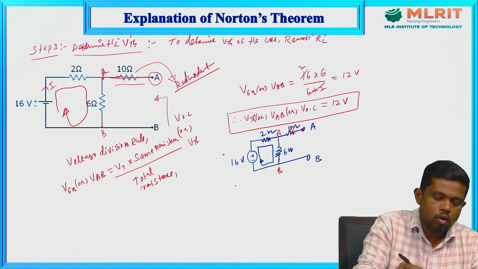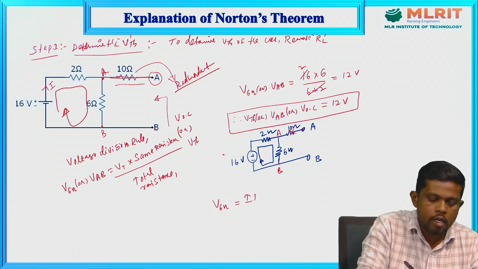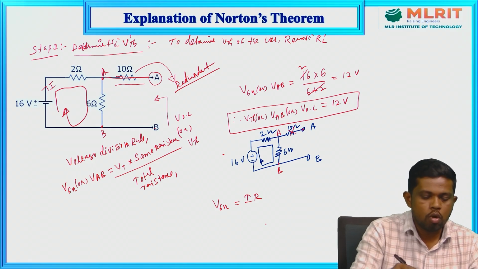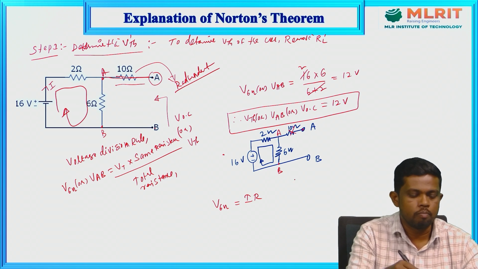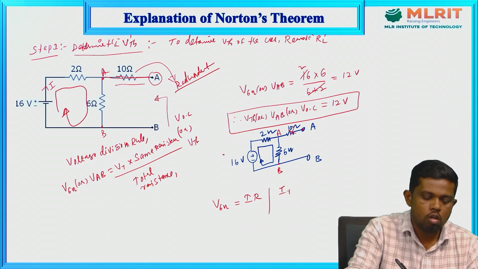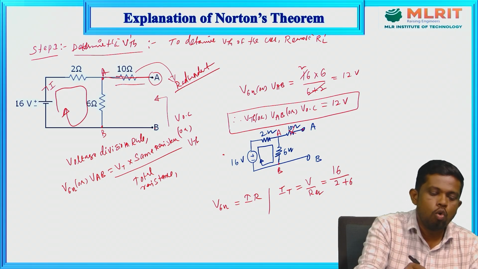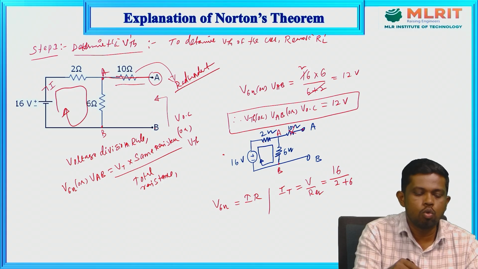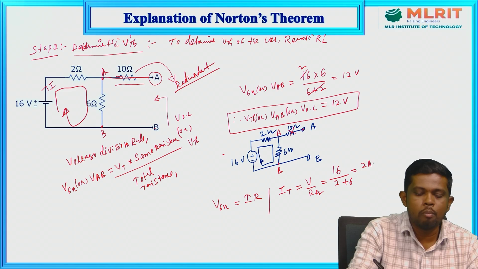How can we get the voltage across the 6 ohm resistor? V6 ohms equals, according to Ohm's law, I into R. Here R is already given, so we need to get the current through the 6 ohm resistor. Before that, first we need to find the current through the network, that is I total equals V by R equivalent. V is 16 and the equivalent is 2 plus 6, because it's a series network. Only 2 elements are present in the network, so 6 and 2 are in series. The combination is 8. So the overall current flowing in the network is 2 ampere.